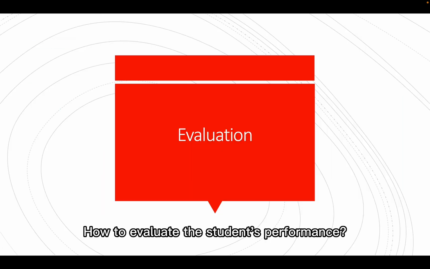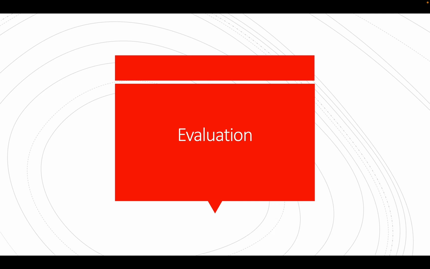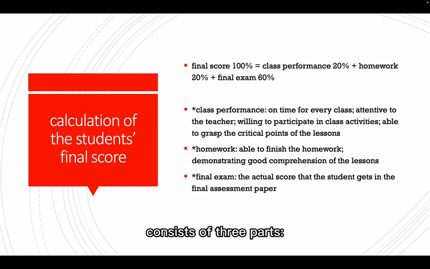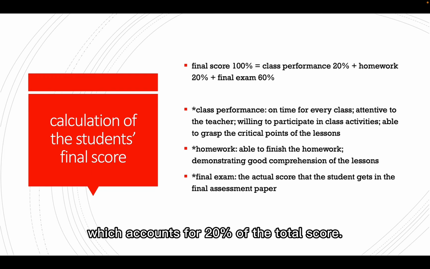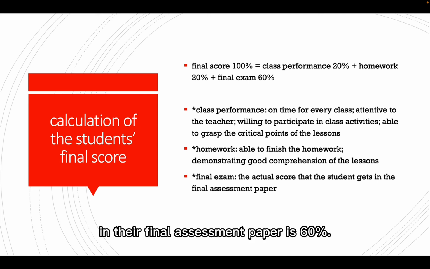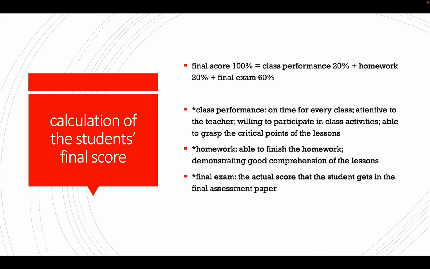How to evaluate the student's performance. A student's final score for a semester consists of 3 parts. First, the class performance, which accounts for 20% of the total score. Homework, 20%. And the score that the students get in their final assessment paper is 60%.